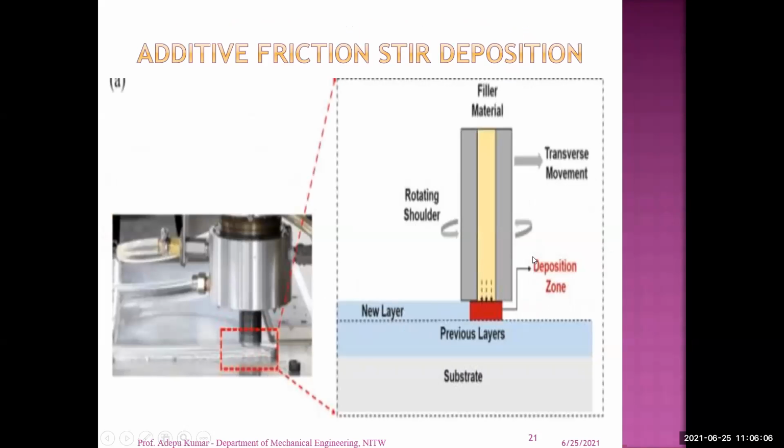In the schematic, the yellow color is the filler material, either in the form of powder or rod. Rod form is much easier than powder form. The powder form is very difficult to produce without any defects, whereas rods can be used without any defects. So you can produce these components in this fashion.